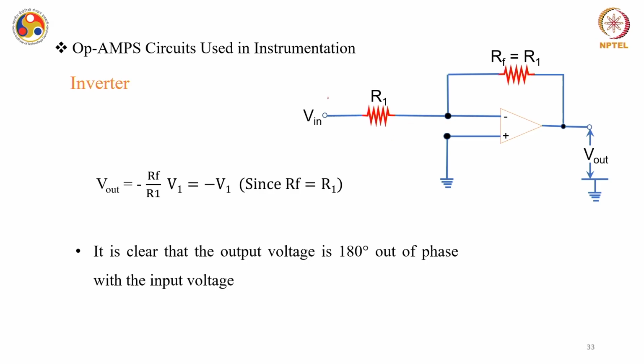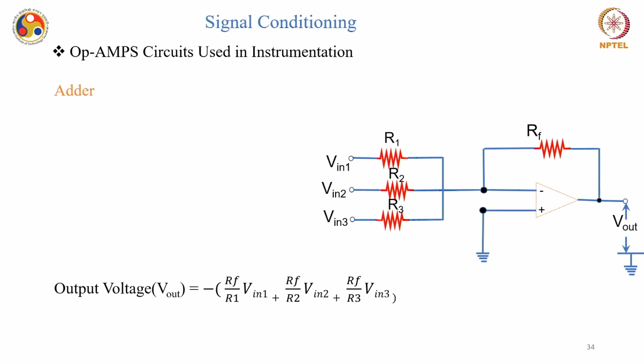Say I am calling this input Vn is equal to V1. In this case, when RF is equal to R1, then V out will be equal to minus R1 by R1. So V out will exactly be equal to minus V1. You can simply see that the output voltage is just 180 degrees out of phase with the input voltage, or V out is equal to minus V1. So this is a perfect inverter that you have just designed using an op-amp and simple resistances.